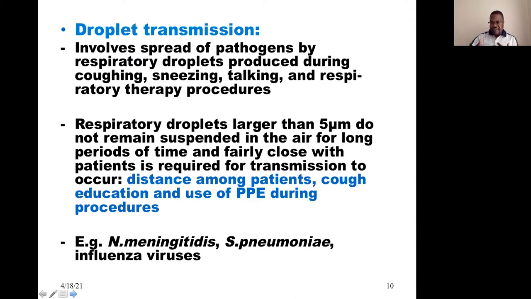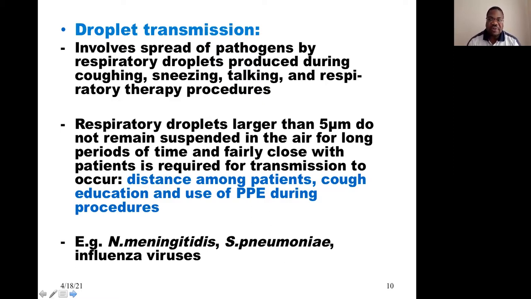That's why the distance between people is very important to avoid droplet-borne transmission. This is the reason why the distance between two beds in the hospital should be at least 1 meter or 1.5 meters apart, because those particles go within 1 meter and then they fall. To avoid being exposed, you need a distance of more than 1 meter, or you need to use personal protective equipment. A simple surgical mask can protect against droplet-borne infection.